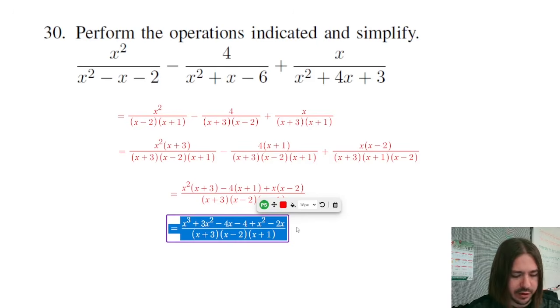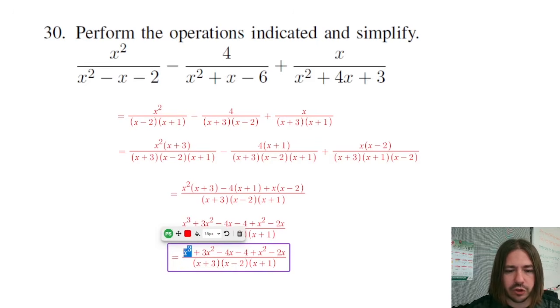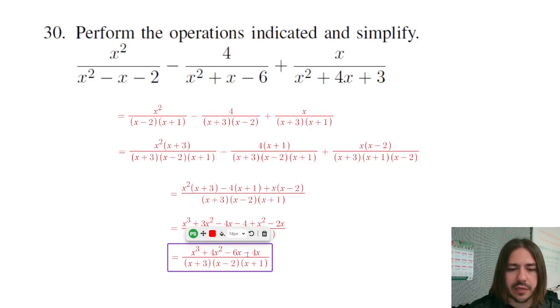My last step here is going to be to combine my like terms. I only have this one cubic term, so that's it. As far as quadratics, I have 3x squared plus 1x squared, so that'll be 4x squared when I combine those. And then I'm going to look at my two linear terms here, negative 4x minus 2x, and I get negative 6x. And then the negative 4 is just all by itself. So here is our answer for number 30.